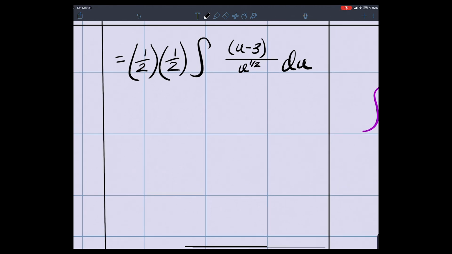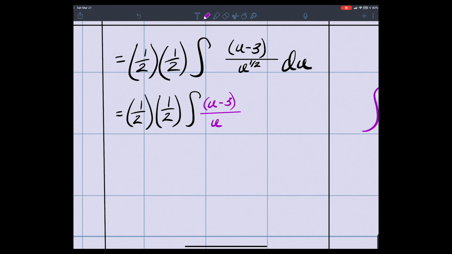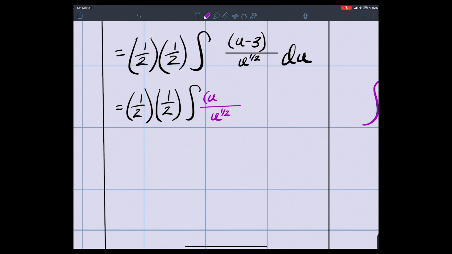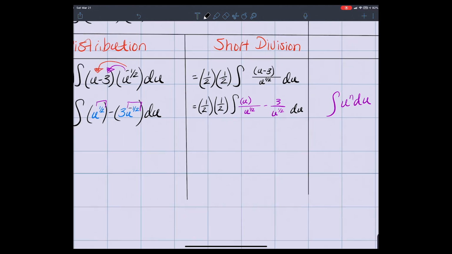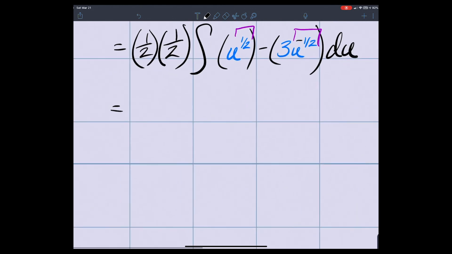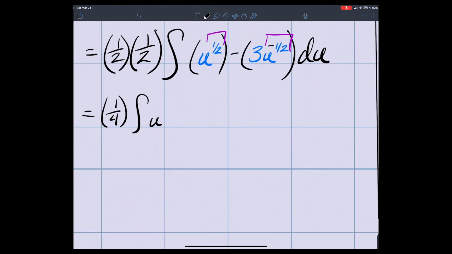I'm going to just split these. So I can only split fractions if there's addition and multiplication. 2 minus 3 over u to the 1/2. I'm going to do u over u to the 1/2 minus 3 over u to the 1/2 du, to be the same thing in the next step. So let's start combining these fractions now. I'm going to split these now.